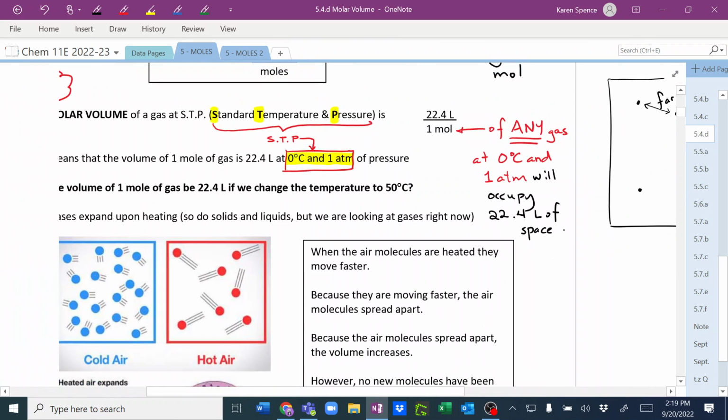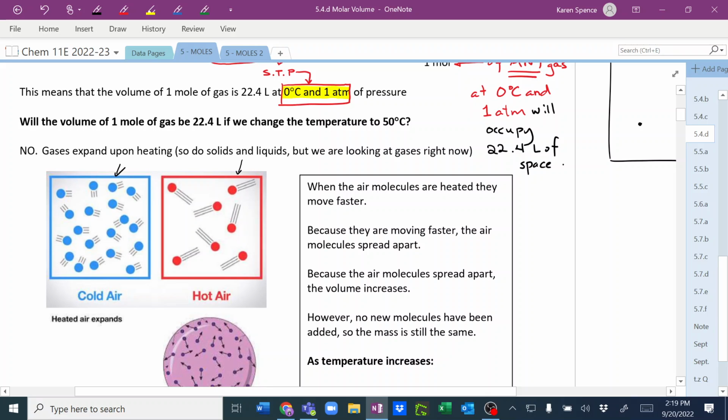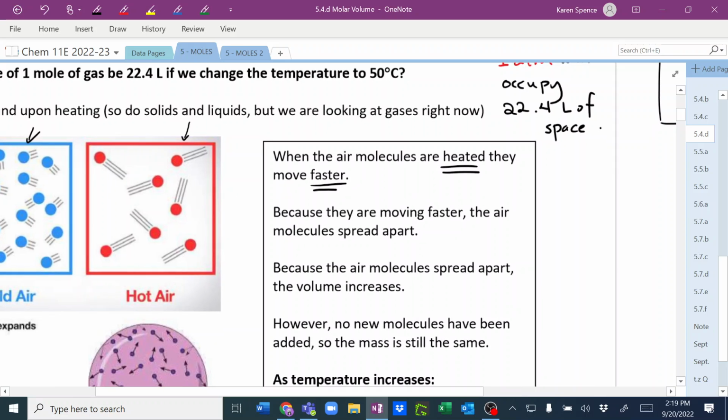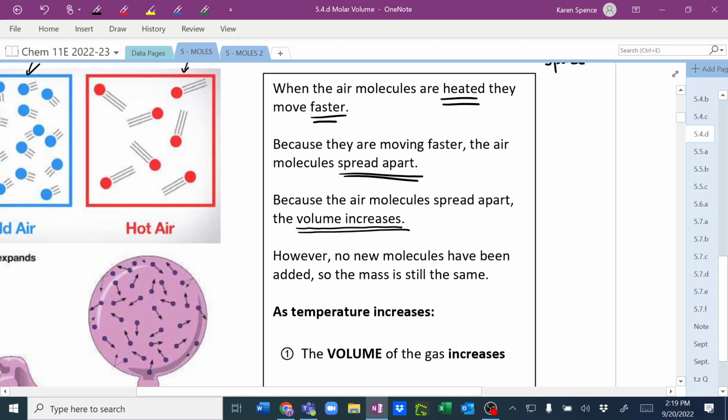So gases expand upon heating. Here's our cold air. Here's our hot air. When the air molecules are heated, hopefully you know that means they move faster. And because they are moving faster, the air molecules then spread apart. And as they spread apart, the volume increases. However, no new molecules have been added. So the mass stays the same, okay?